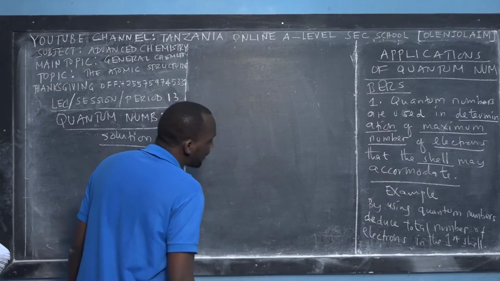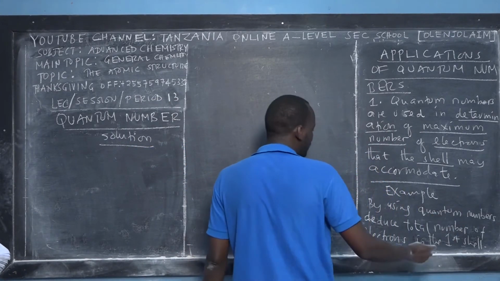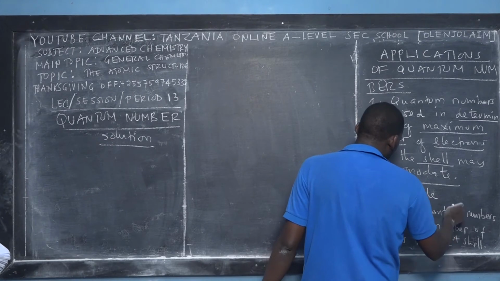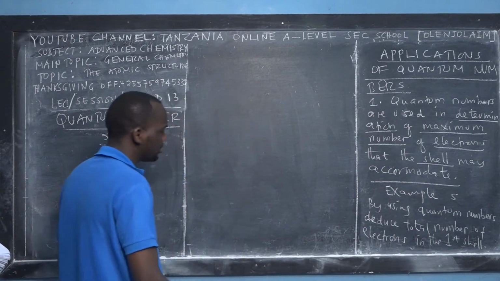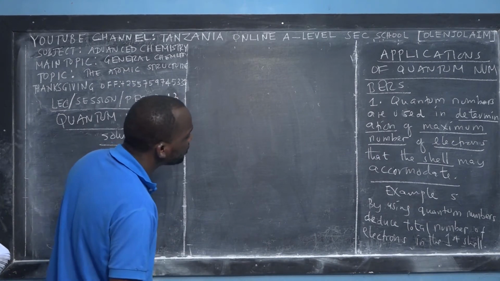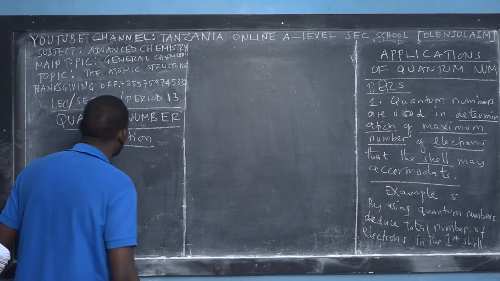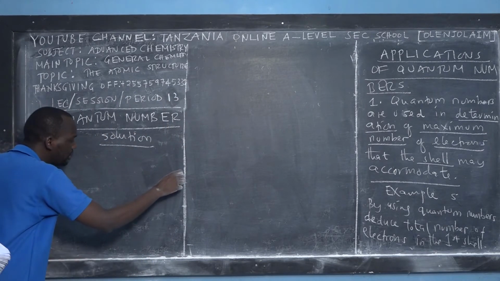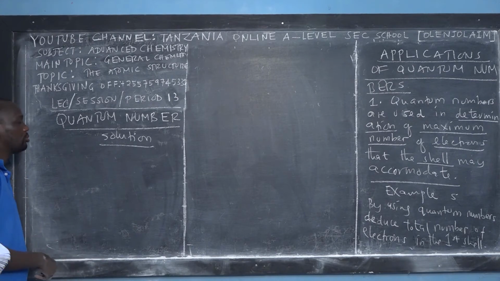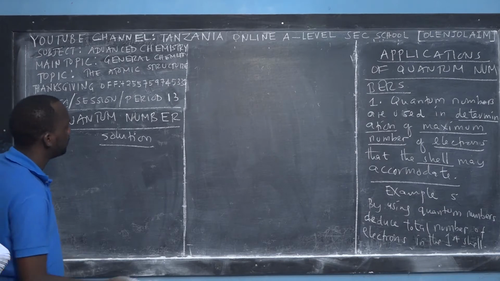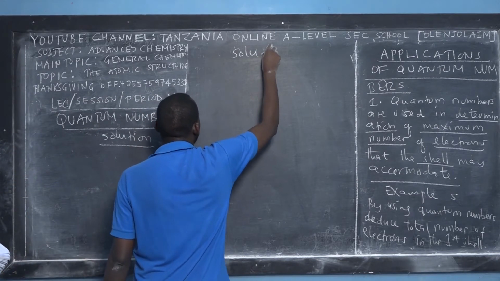So you can write the number of the example; I can call it even example 5, because I gave you some homework. Regardless, you can write the number the way you like. So by using the quantum numbers, deduce the total number of electrons in the first shell. We're using the table method, where we have 2 columns and several rows. So let me solve the problem here. Solution.